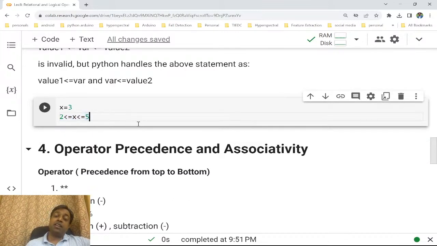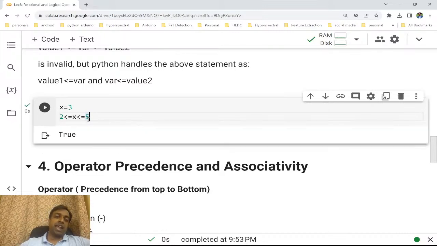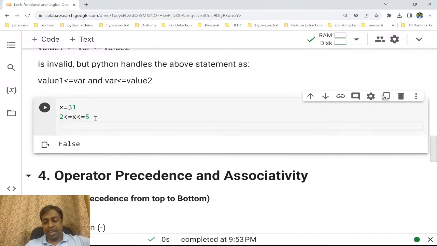In mathematics, most of the time we need to use this, and over here we can write the program statement exactly in the same way as we write in mathematics. The answer is true, because x is 3 and we are just checking if x lies between 2 and 5. Now if I put x equal to 31, then the answer will be false. So this type of statement works. I can also break it into two statements, like x greater than or equal to 2 and x less than or equal to 5.